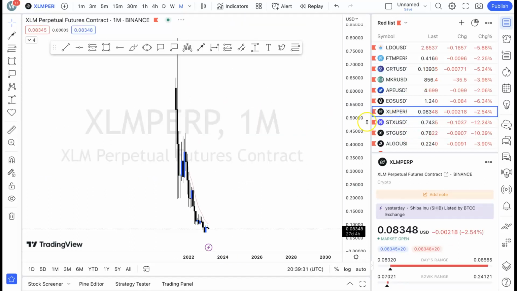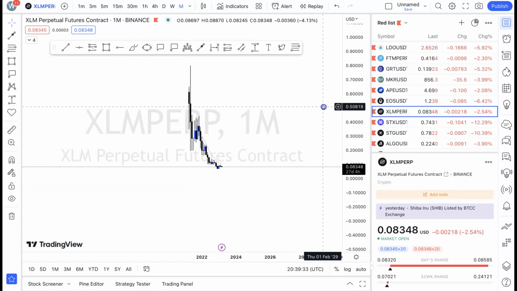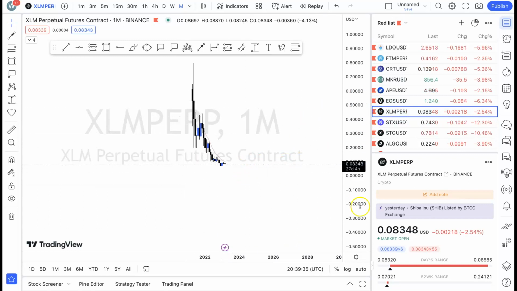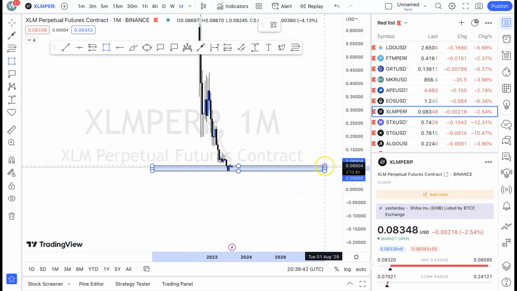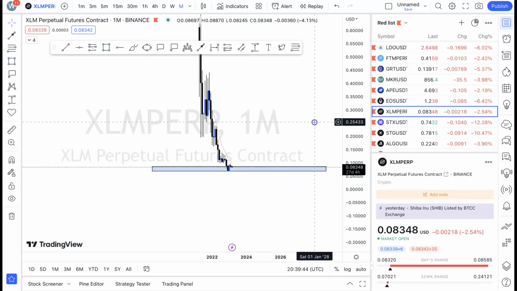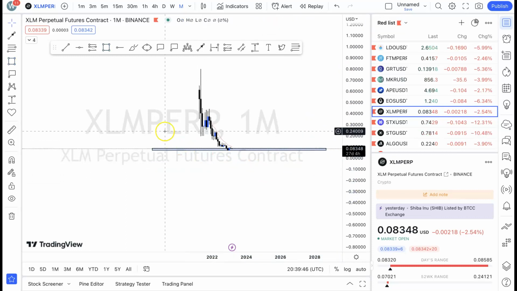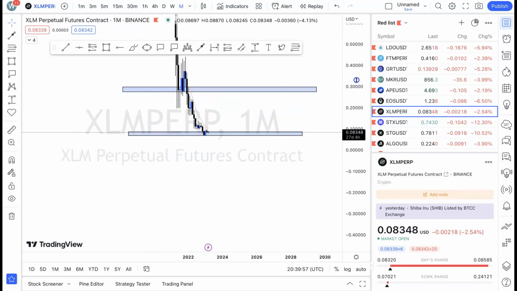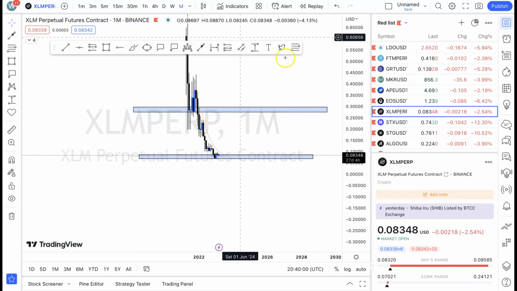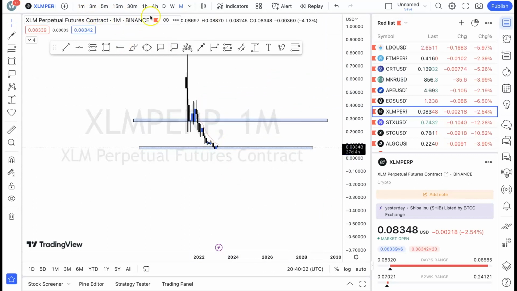Let's see, anybody? XLM. Terrible. These are very scary areas, right? Very scary, if you ask me. For this, you can see how price had already broken this entire zone here. So price is actually in areas.